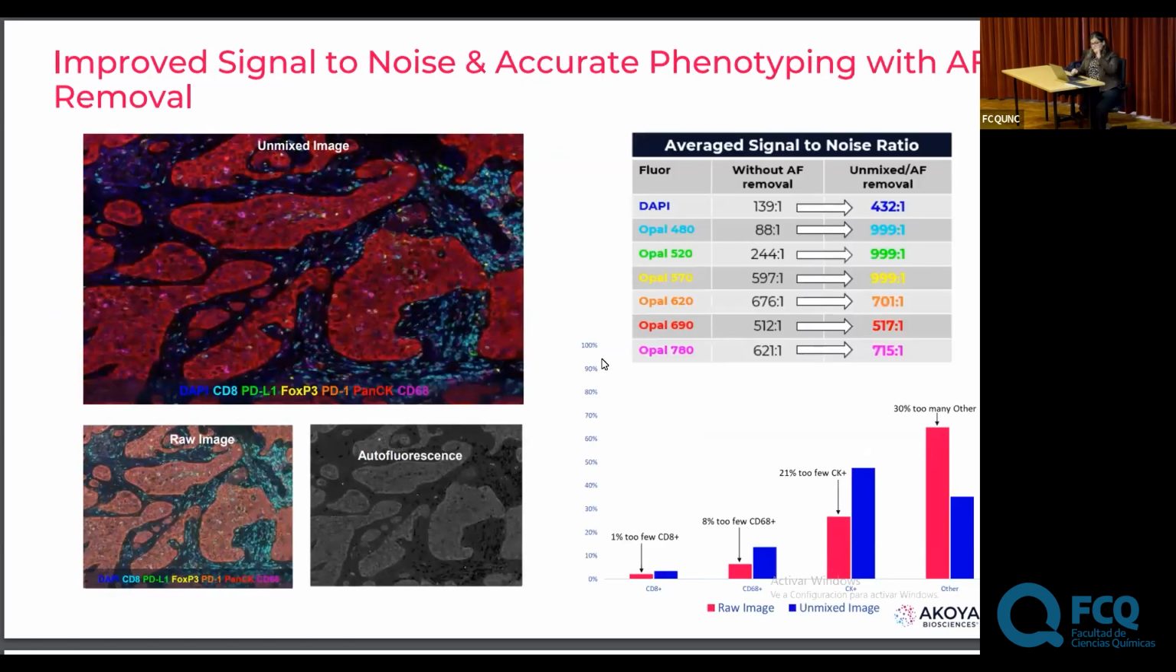This slide illustrates the result of spectral unmixing. There's a huge difference in the raw image on the bottom left of the image. Here we have the raw image. Here we have our autofluorescence isolated, and this is our unmixed image. You can just see visually how much more vivid the colors look because we're removing all of this from the background.